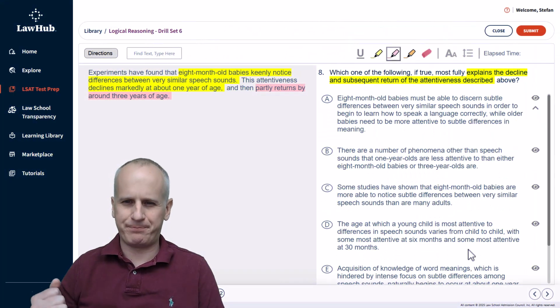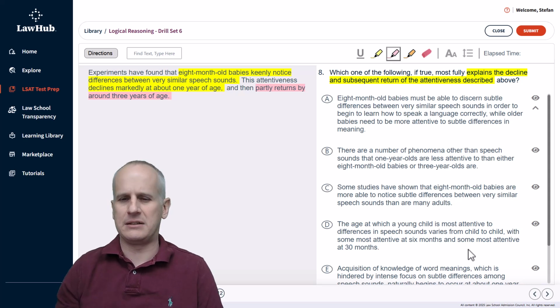So, starting with choice A, 8-month-old babies must be able to discern subtle differences between very similar speech sounds in order to begin to learn how to speak a language correctly. Okay, that addresses one part of it, while older babies need to be more attentive to subtle differences in meaning. Maybe you might be thinking, okay, well, this is a difference between around that 8 months versus a later age of 3 years. So let's hold on to choice A realistically right now.